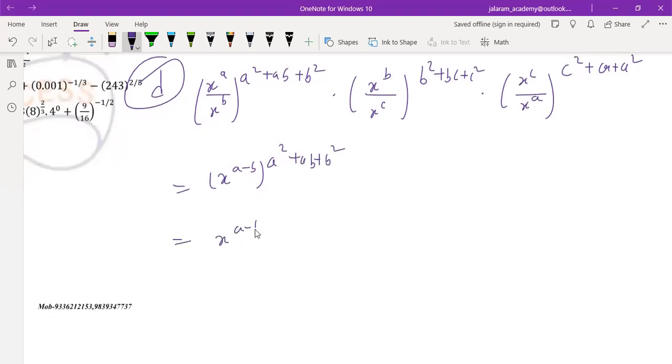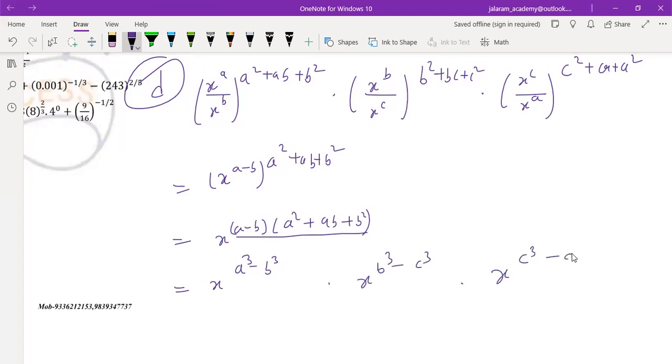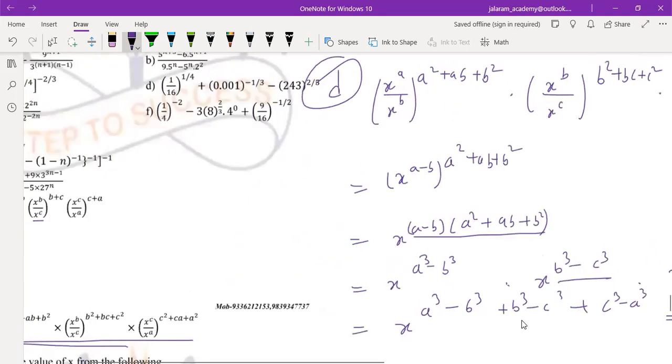We know that whenever there is power to the power, they will be multiplied. Now the formula is a³ − b³, which is (a − b)(a² + ab + b²). Similarly, in the second term we will get b³ − c³, and in the third term c³ − a³. On adding all the powers, as in multiplication powers are added, a³ − b³ plus b³ − c³ plus c³ − a³ equals x to the power 0, which is 1.